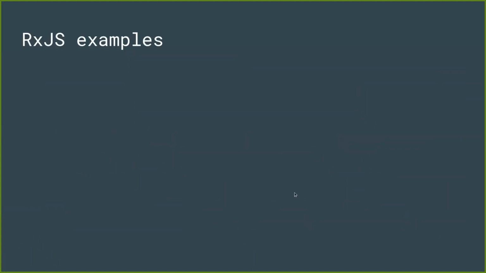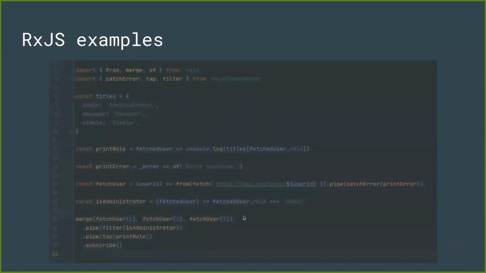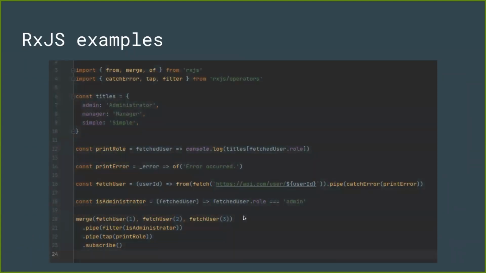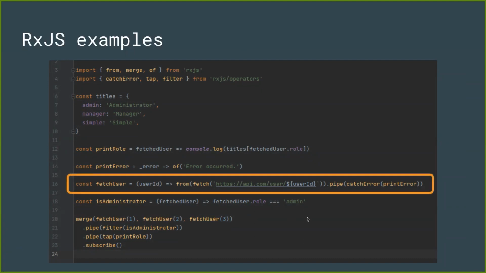Okay, let's take another example. Let's say we want to fetch 3 users, but this time we want to print only the ones with the admin role. And this is how the code would look like. And let's try to analyze it. So first of all, we have a pipeline that fetches a user by ID, right? Like the previous one. And it returns an observable, and it's using the creation operator named from for that, the one we've used before.